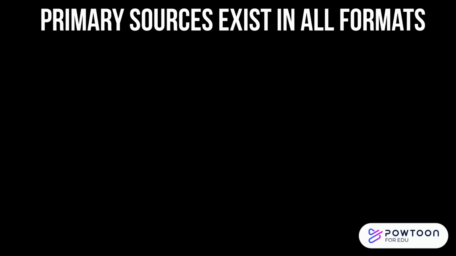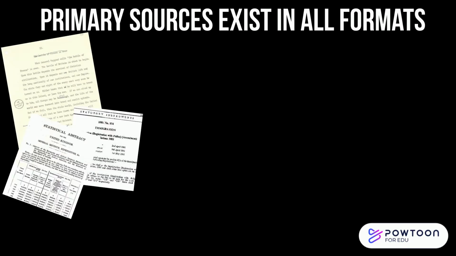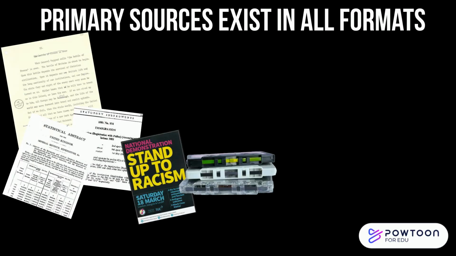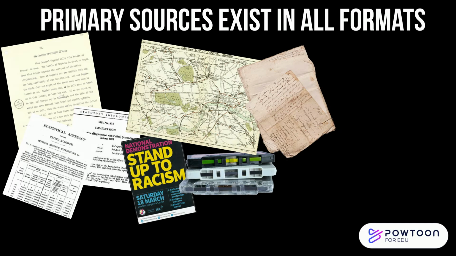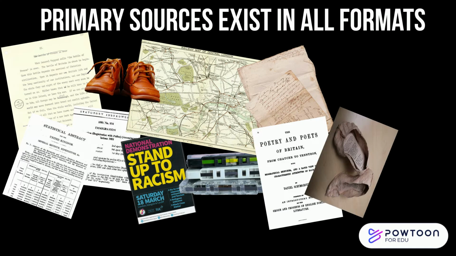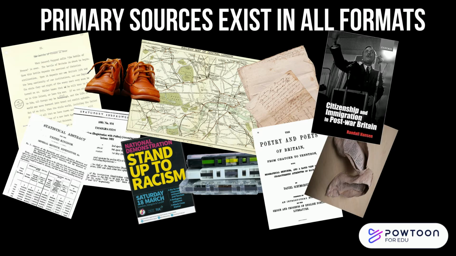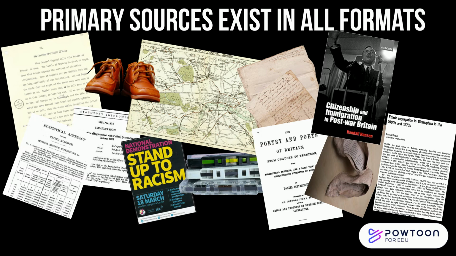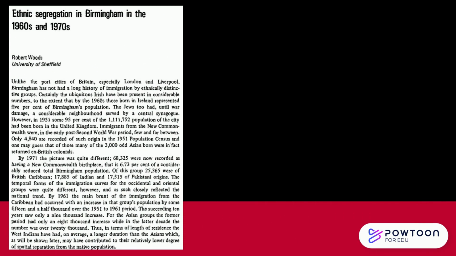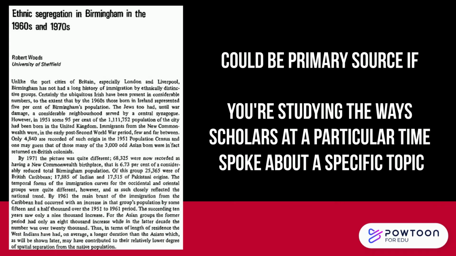However, keep in mind that primary sources exist in all kinds of formats: speeches, laws, statistics, posters, audio recordings, maps, random bits of paper, poetry, shoes with poetry written on them, and even scholarly materials like books and journal articles. That's right, a journal article could be a primary source if one is studying the ways in which scholars at a particular time spoke about a specific topic.